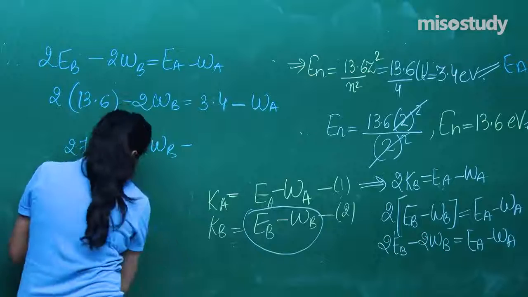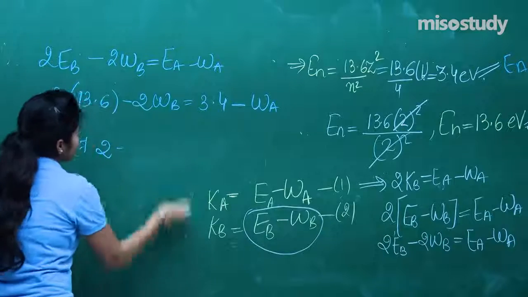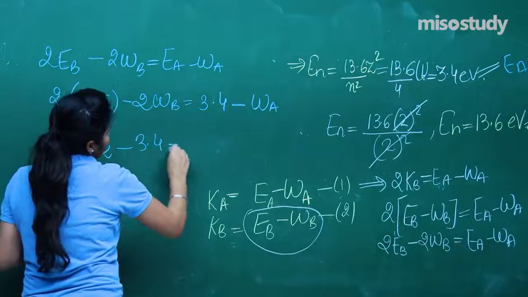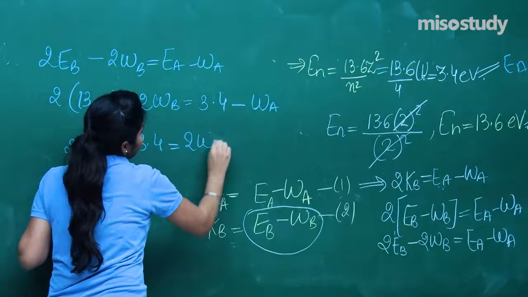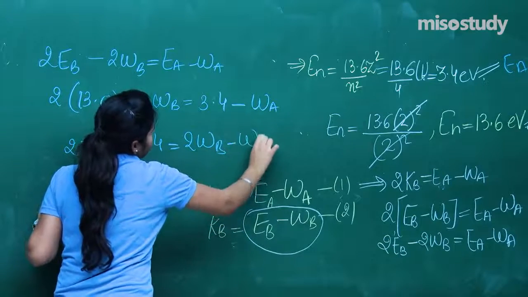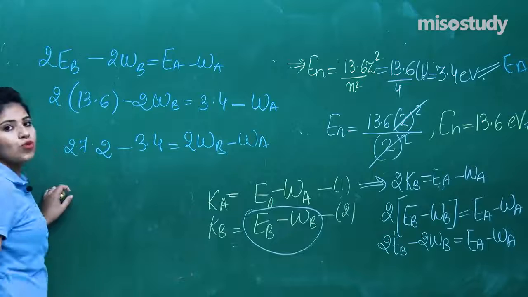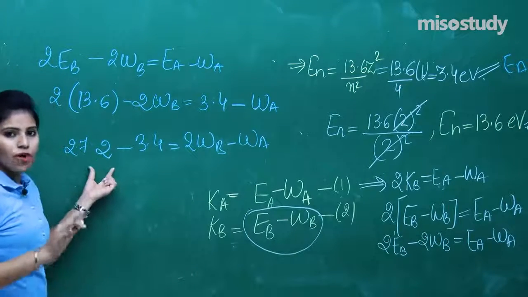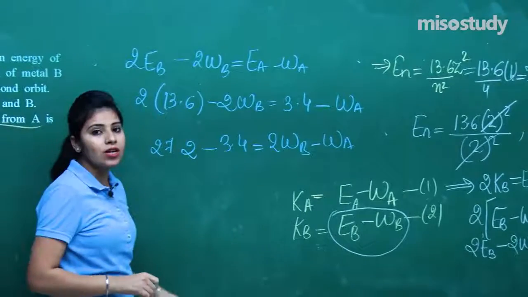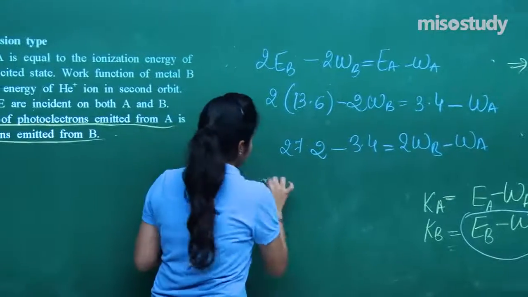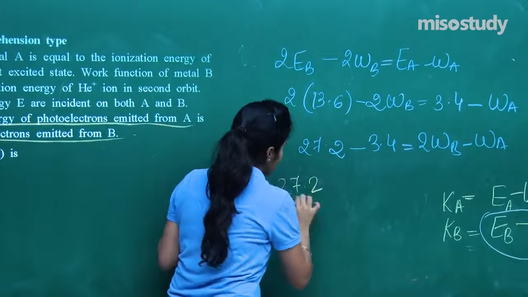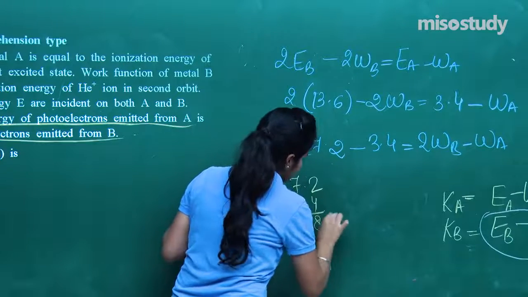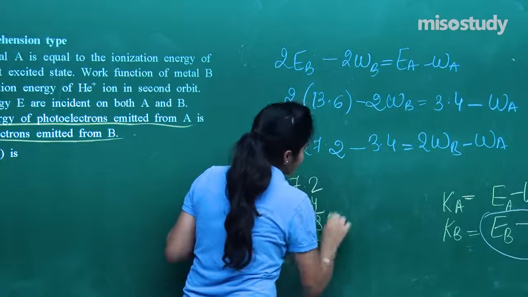Or you can do one thing over here, just bring this minus 3.4 here and you are now having 2WB minus WA. Now there is a twist in the question and the twist is, first of all just subtract it out, then I will tell you what the twist is there in the question. So subtract 27.2 minus 3.4, you will be having 23.8.